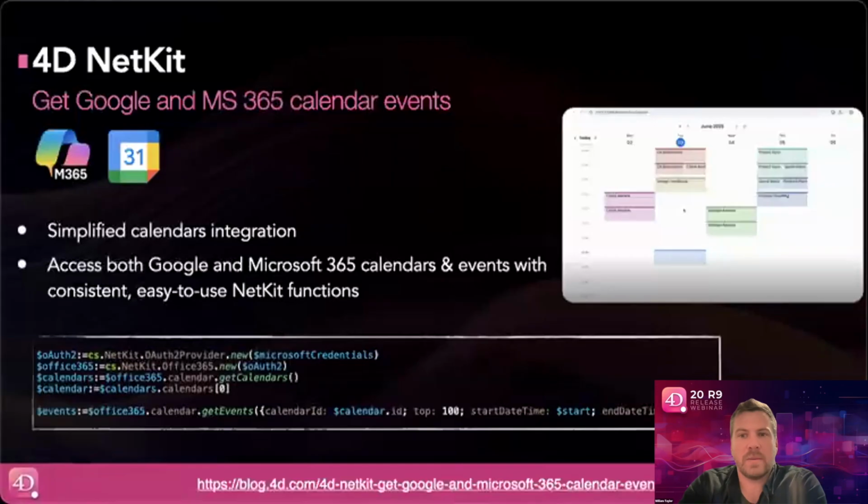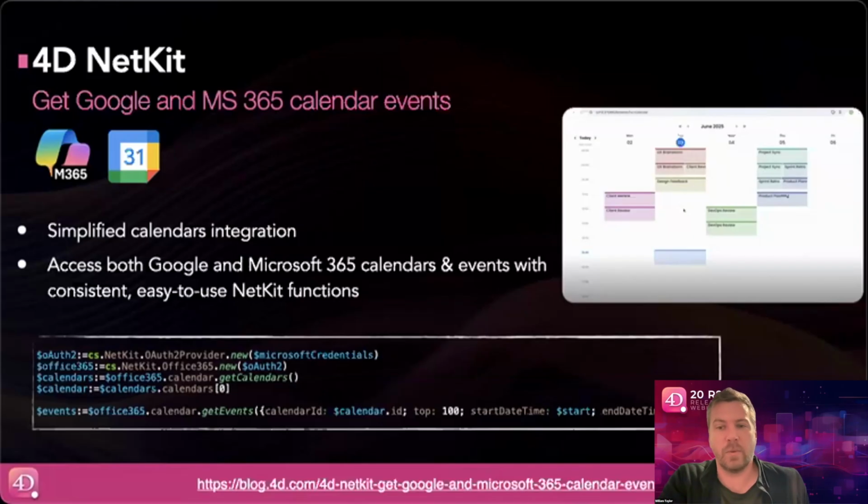So now let's talk about the first step towards simplifying Google and Microsoft 365 calendar integration. With the 4D NetKit functions introduced in 2009, developers can now seamlessly integrate Google and Microsoft 365 calendar data directly into their 4D applications. This means that they can authenticate using OAuth 2.0 and then easily fetch calendars and events, making it really simple to build features like event listings, schedules, or reminders.